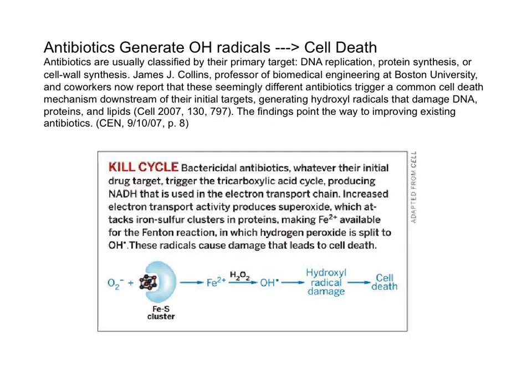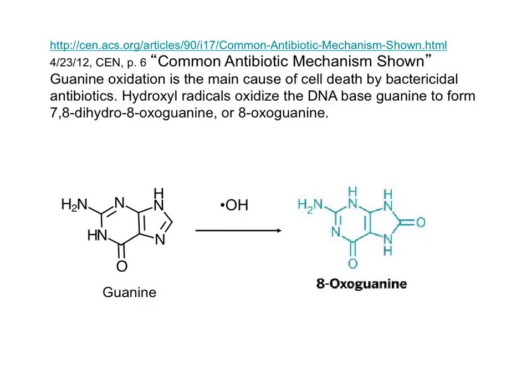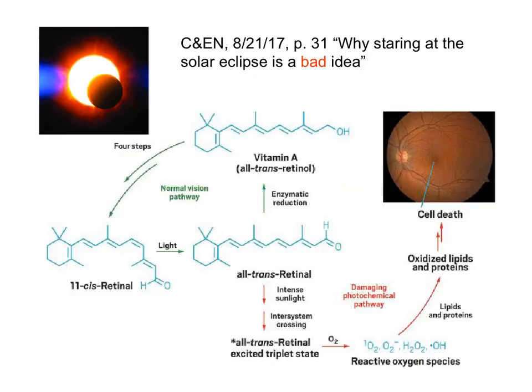Radicals are very reactive substances. It turns out that antibiotics work by generating OH radicals. These radicals kill cells by damaging DNA, proteins, and lipids. This reaction shows how guanine, a DNA base, reacts with the OH radical. Guanine oxidation is the main cause of cell death by bactericidal antibiotics.